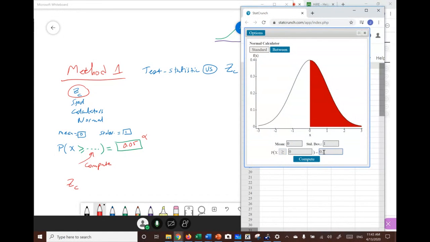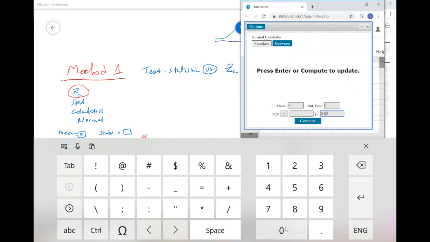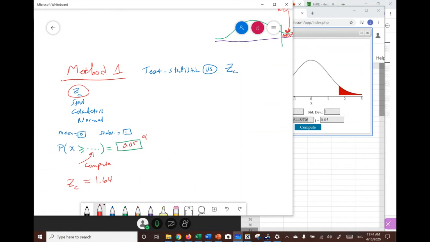Then I put in my significance level, which in this case is 0.05. If I put 0.05 into the last box and hit compute, that gives me the critical value. It is 1.644, and 8 something. Let's stop at 3 places, and in the homework, you stop as requested. So this is my Z critical: 1.644.